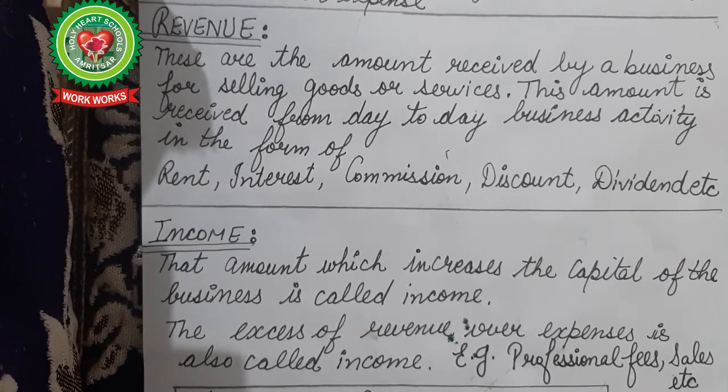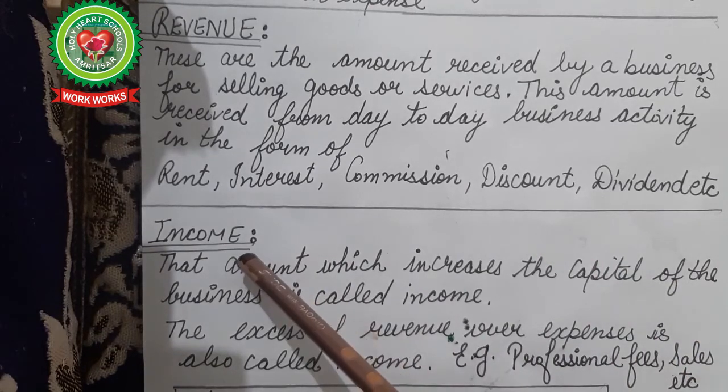Revenue is the amount received by a business. Whatever a business receives after selling the goods or by giving the services is called revenue. Like it is in the form of rent, interest, commission received, discount received, dividend received. Now dividend is the income on shares. If we invest in shares, we will receive dividend, not interest. Interest is received on investment.